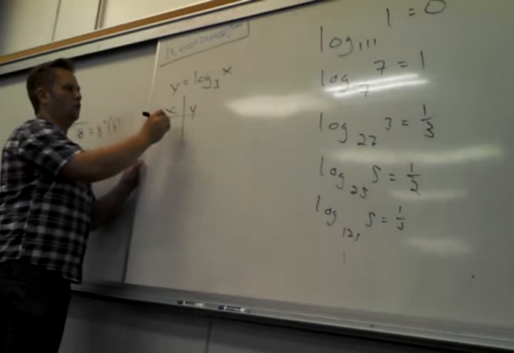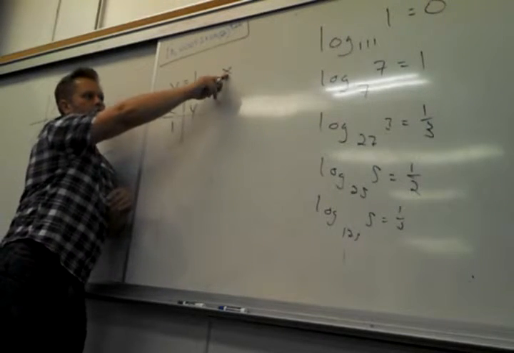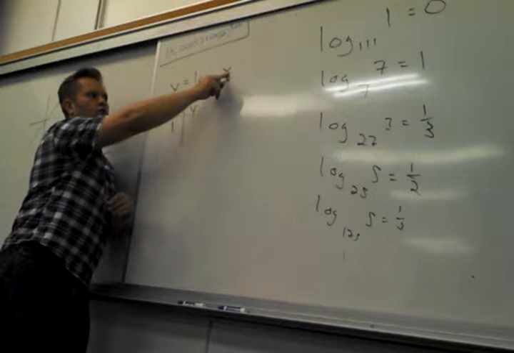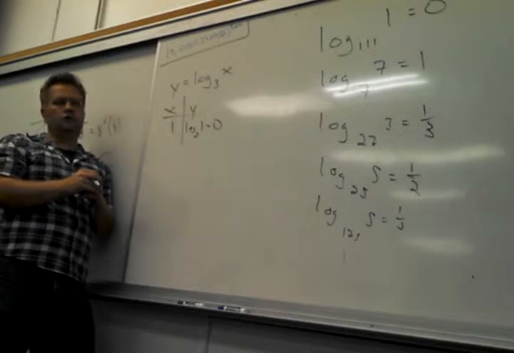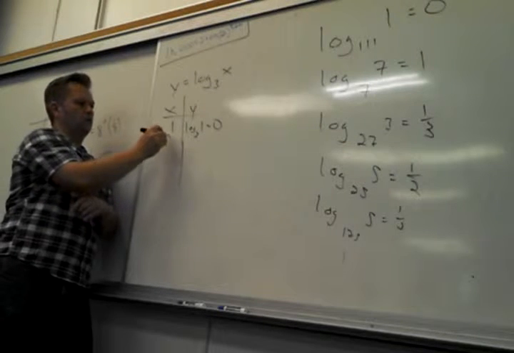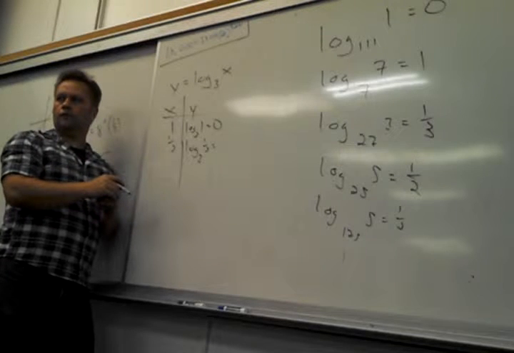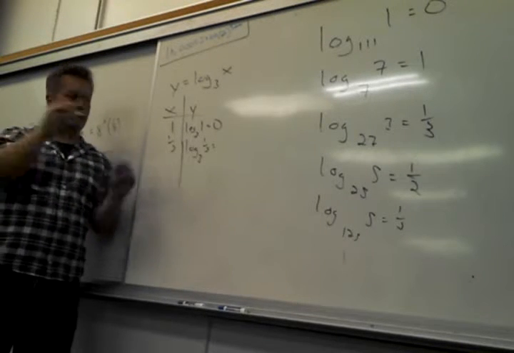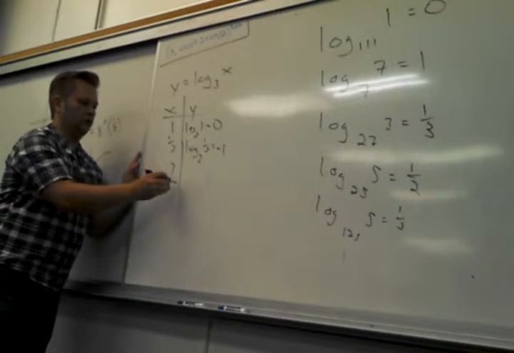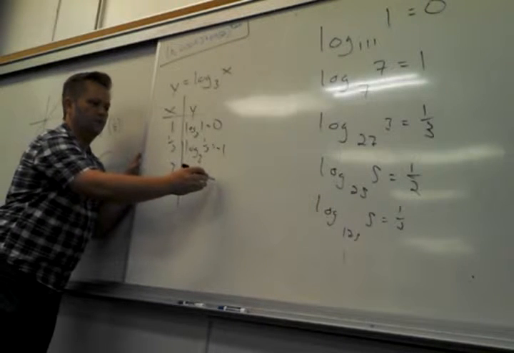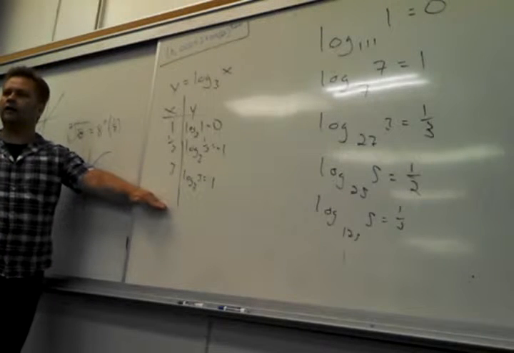So 1. 1's a really good idea. If this is 1, what's the output? What's log base 3 of 1? 0. Good, because 3 to the 0 is 1. What about 1/3? What's log base 3 of 1/3? -1. Whatever you raise 3 to make it 1/3, a negative power so that it flips. And then obviously 3 is a good idea. What's log base 3 of 3? 1.